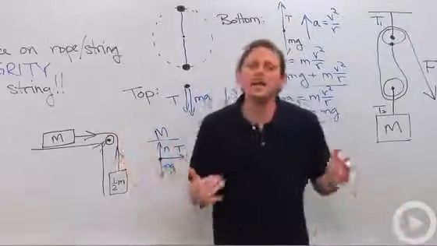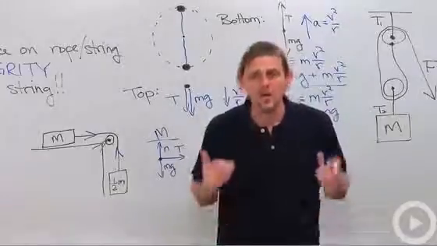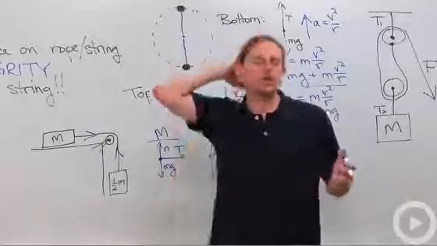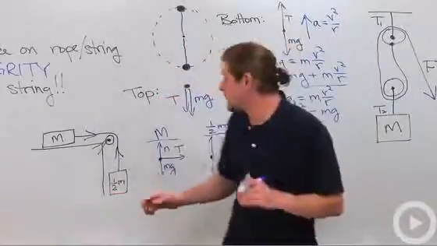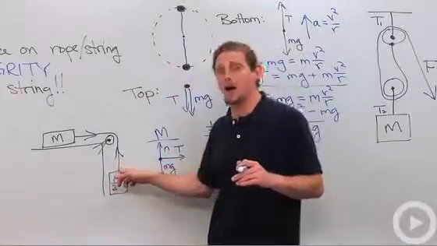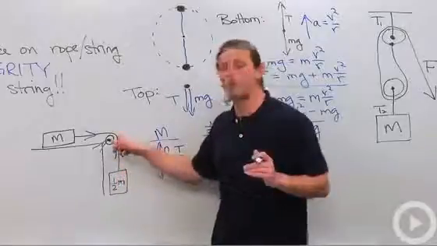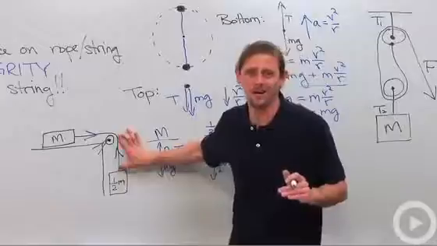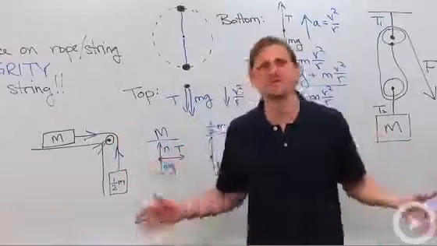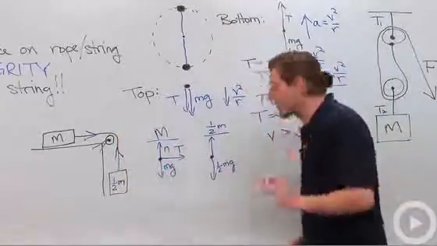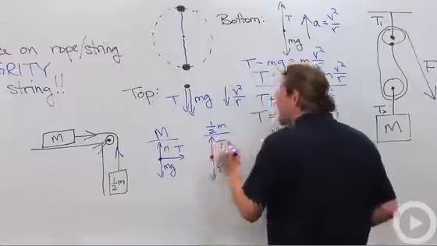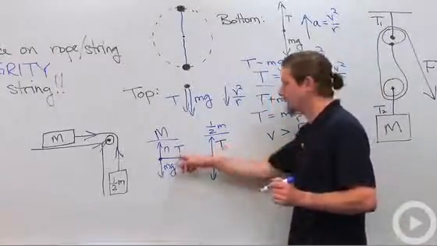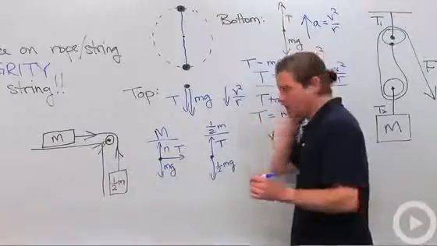Now, the way that ideal strings go is that the tension throughout them has to be the same. Now, this isn't actually true in real strings because the tension will be a little bit higher at the top here, because that tension has to support the weight of the string. But you know what? Strings don't weigh very much. Let's just ignore that. And so we'll say that this is the same magnitude force, T, as this one.